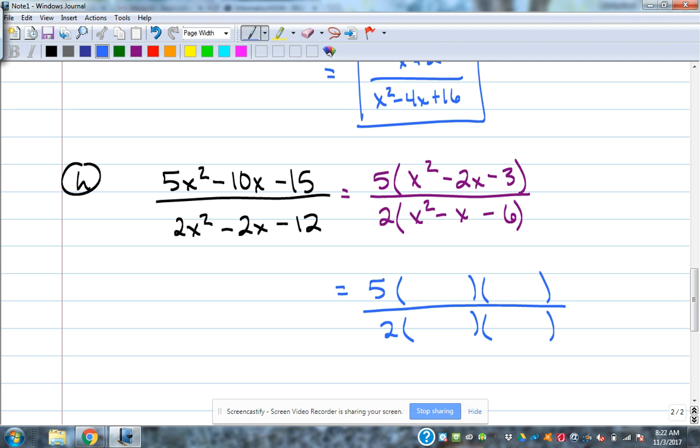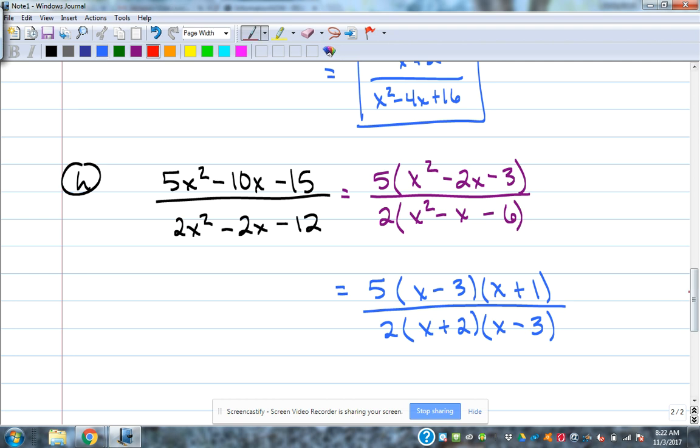What's the top one factor as? Yeah, x minus 3, x plus 1. The bottom? Multiplying to be negative 6 and adding to be negative 1. Yeah, negative 3 and a positive 2. So x plus 2 and x minus 3.